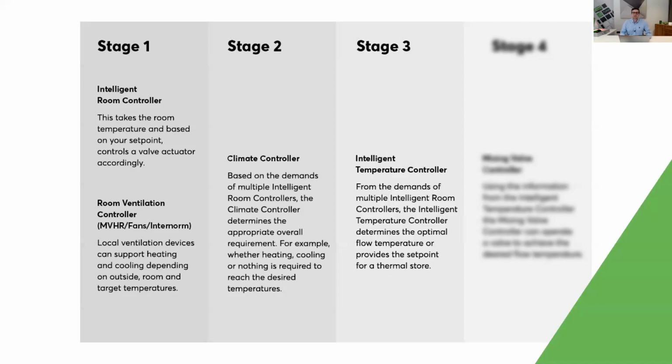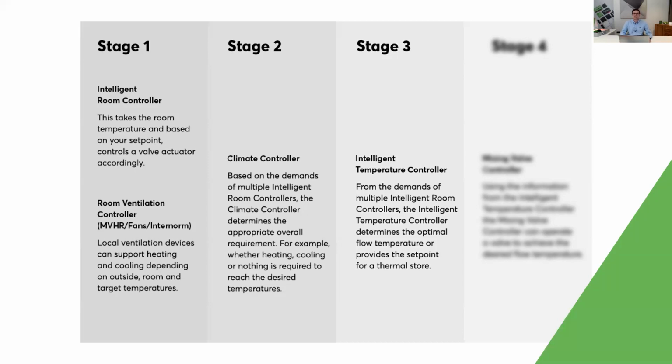Stage 3 is the intelligent temperature controller. This again looks at the demands of the room controllers and then determines flow temperature or set points for thermal stores. Now, I like to think of the intelligent temperature controller as being the function block that you use anytime you have a zone valve or pump to trigger. So for me, anytime I've got a zone valve to open with a pump tied to it, this is where the intelligent temperature controller comes in.